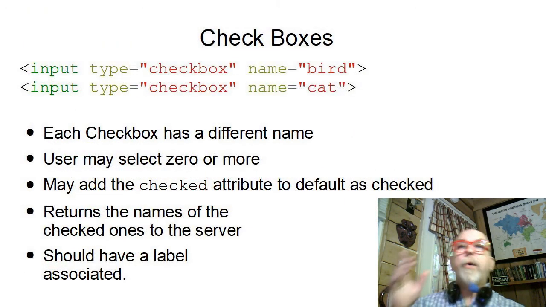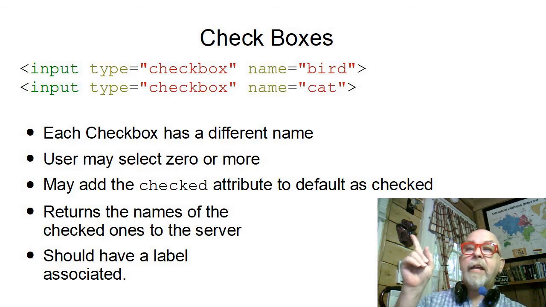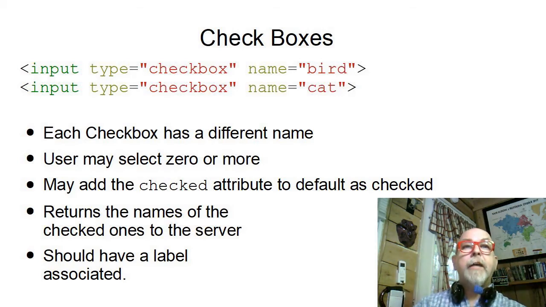Checkboxes are also another type of input where we say input type checkbox, and we just give it a name. Each checkbox must have a unique name, because how do we know which checkbox is checked if we have them with the same name? So each checkbox has a different name. With checkboxes, a user can select zero or more. You can select all of them or none of them.